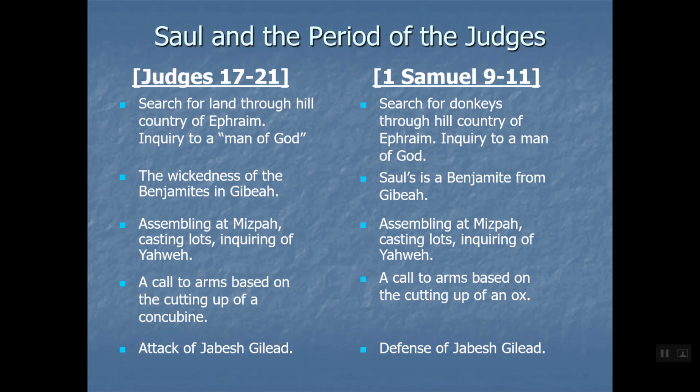They gather, they assemble at Mizpah, they say who should go and fight and deliver Jabesh Gilead from, I think it's the Ammonites. There's the difference: in one case we're attacking Jabesh Gilead, the other time we're defending it. So anyways, my main point here is that it's clear the author expects you to know Judges, and he's hearkening back to that.